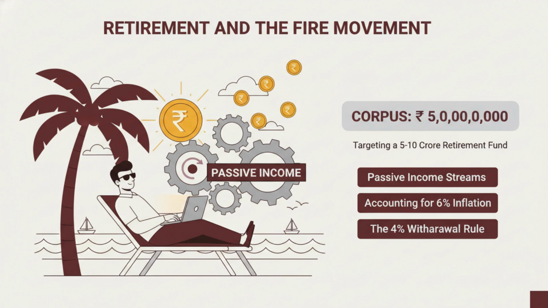Your retirement corpus needs to be big enough to generate an inflation-adjusted income for at least 30 years. We are looking at targets of 5 crore or even 10 crore, depending on your lifestyle. It sounds like a lot, but with the right equity-heavy approach in your early years, it is totally possible.